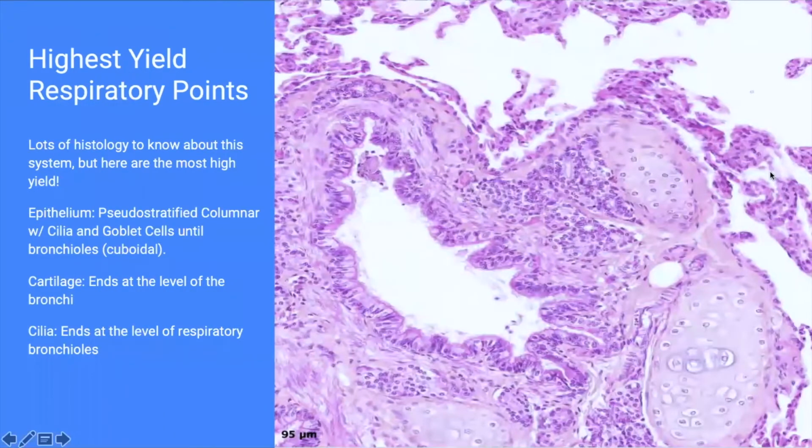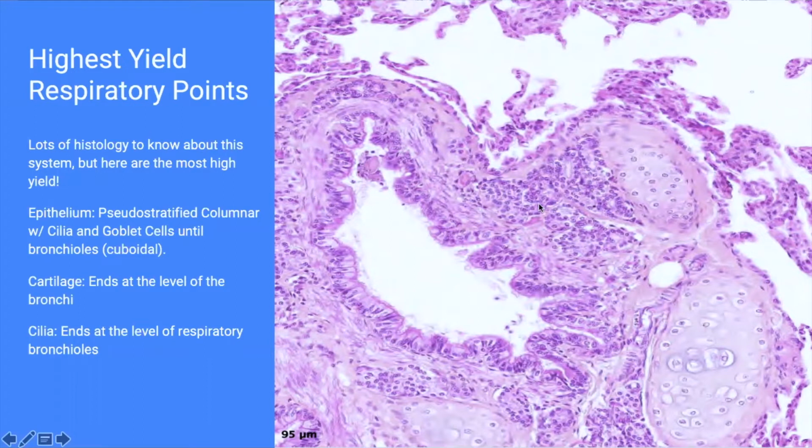What we see here is an example of a bronchus. We can tell that it's a bronchus because we're still seeing columnar type epithelium, which we see all the way through our bronchi. We start to see cuboidal epithelium down in our bronchioles. So that's one element of identifying this as a bronchus.